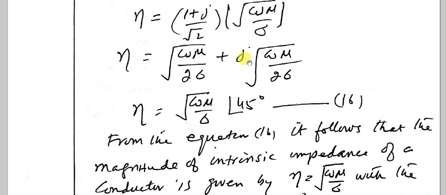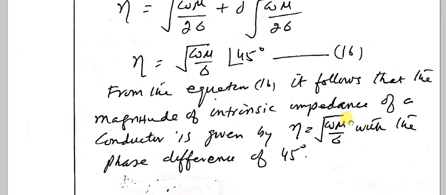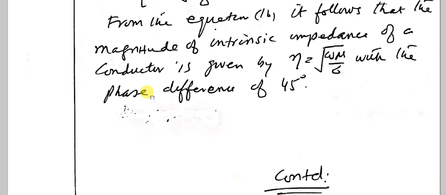1 + j is a complex number with a and b equal, and if a is equal to b, then the phase is 45 degrees. So from equation 16, it follows that the magnitude of the intrinsic impedance of a conductor is given by η equal to the square root of ωμ/σ. If you take the magnitude of this complex number, we get the square root of ωμ/σ, with a phase of 45 degrees.